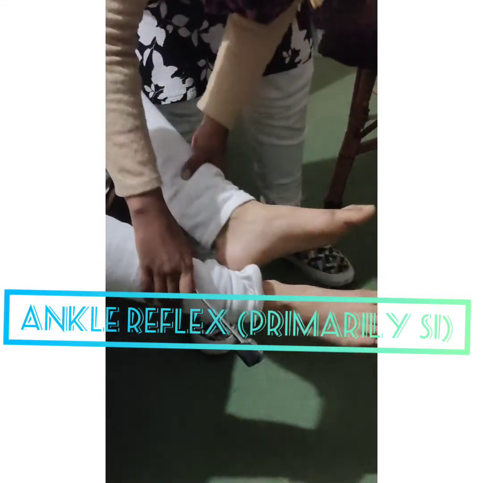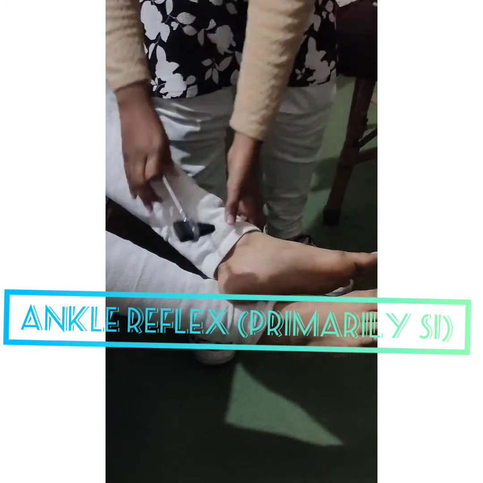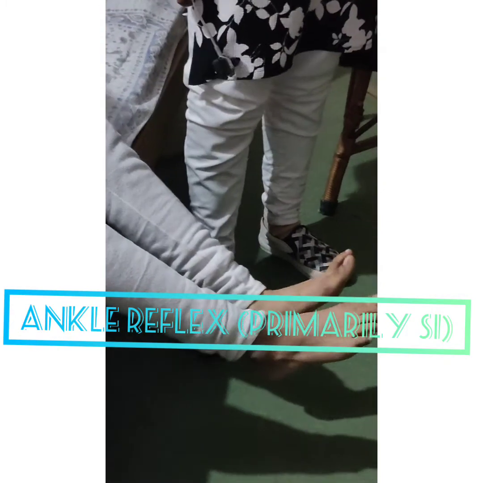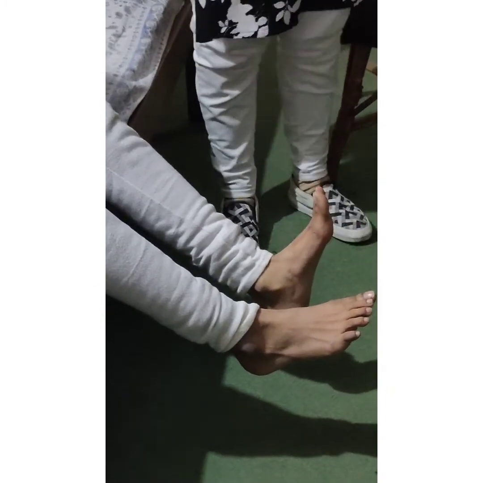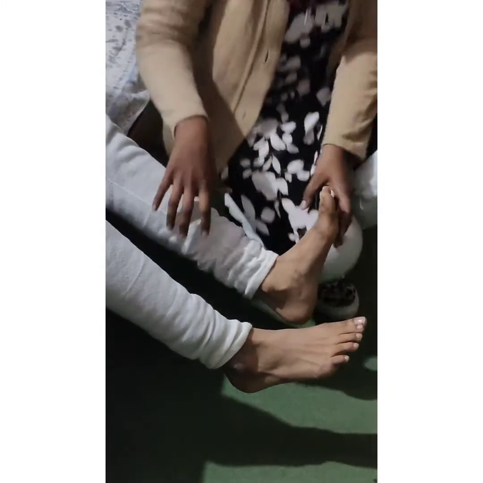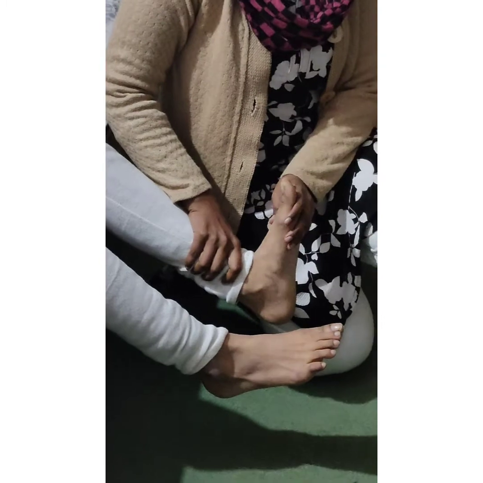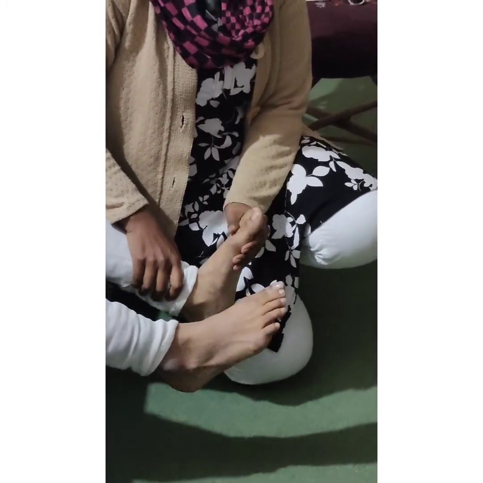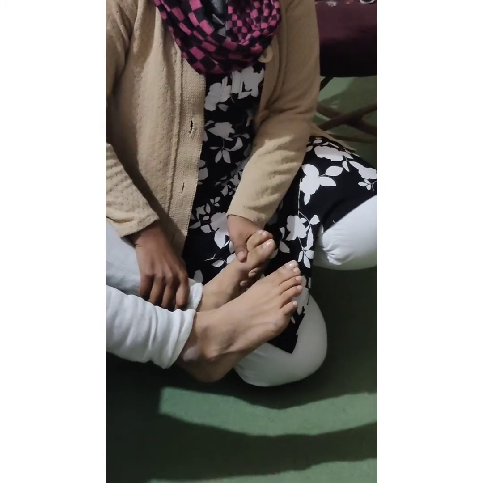The knee reflex, L2, L3, L4. The patient may be either sitting or lying down as long as the knee is flexed. Briskly tap the patellar tendon just below the patella. Ankle reflex, primarily S1.